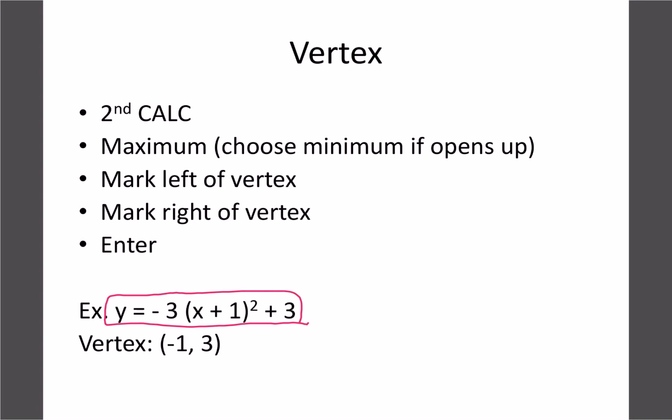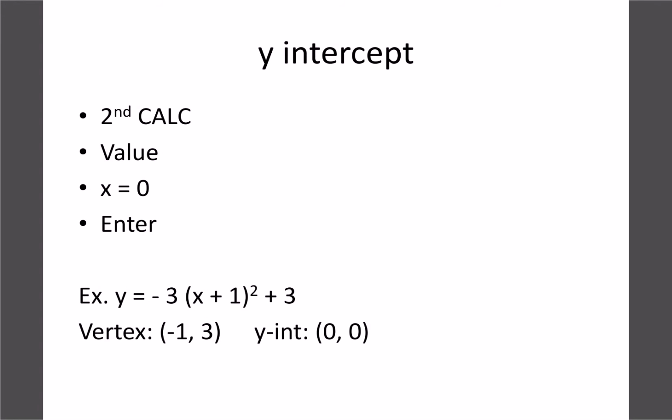You have to tell your calculator you want to go left and right of that vertex. So move your cursor over so it's left of the peak, hit enter, go right of the peak, hit enter again, and it gives you your maximum. On my calculator, I'm getting -0.99999. The calculator has a little bit of trouble estimating sometimes, so just round that off to -1, and it gives me a y of 3, which is what we know the right answer should be. No matter what the equation is, you can always use second calc max or min to figure out that vertex.